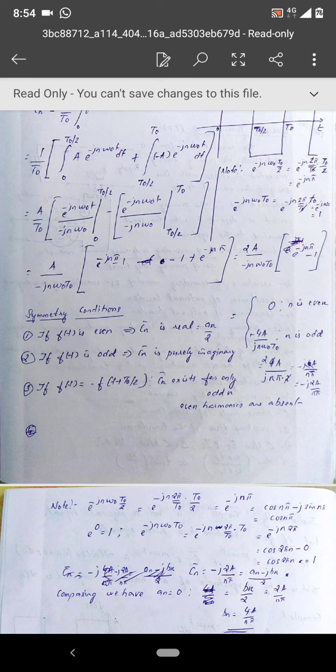Okay, now what is e raised to minus j n pi? We know that e raised to minus j theta is cos theta minus j sin theta. So that means it is cos n pi minus j sin n pi. Sine of multiples of 180 degrees, that is sine pi, sine 2 pi, sine 3 pi, sine 4 pi, sine 0, everything is 0. So the imaginary term, the sine term, disappears. What is remaining is cos n pi.